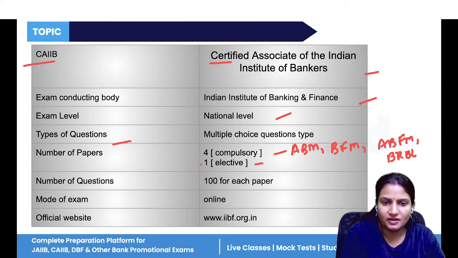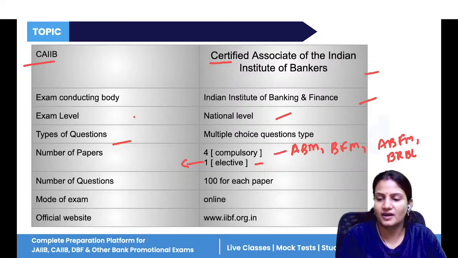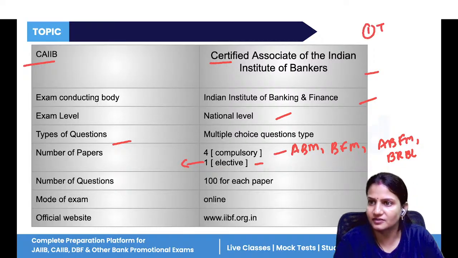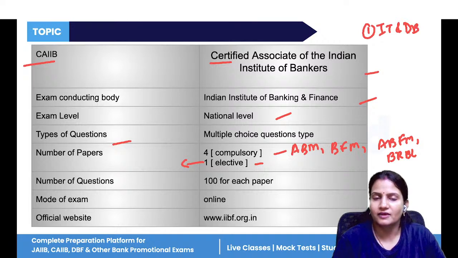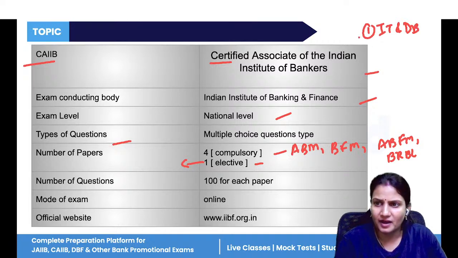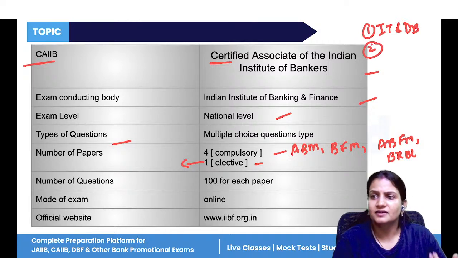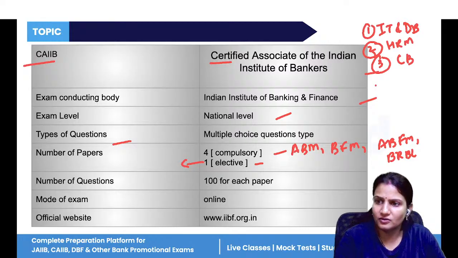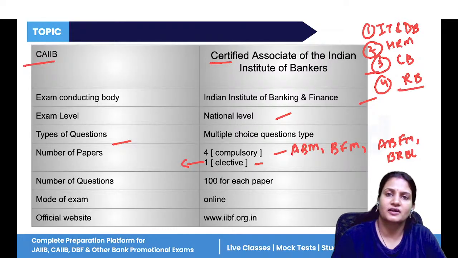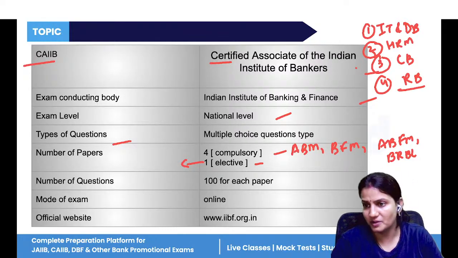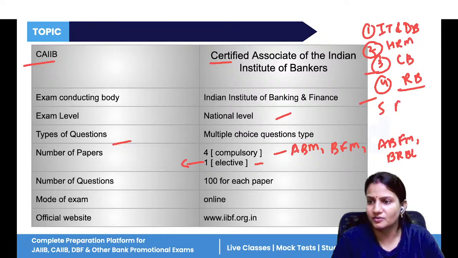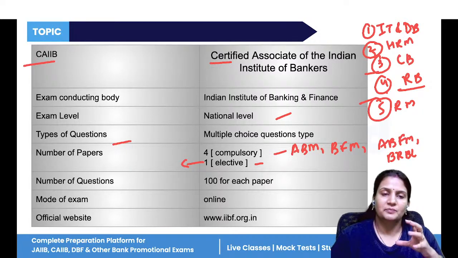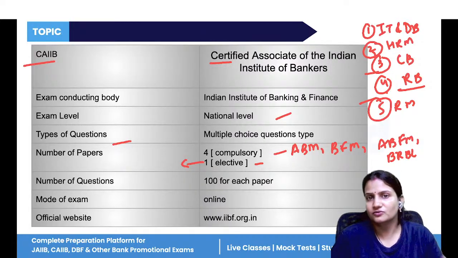Similarly, in the elective paper, five options are given. The first is IT and digital banking. If you are from an engineering background, you can opt for this paper. Then second, you have HRM. Third, central banking. Fourth, rural banking. If you are working in a rural bank, then you can go for this paper. And fifth is risk management. Again, it depends entirely on you. In whichever elective paper you feel comfortable, you can choose accordingly.